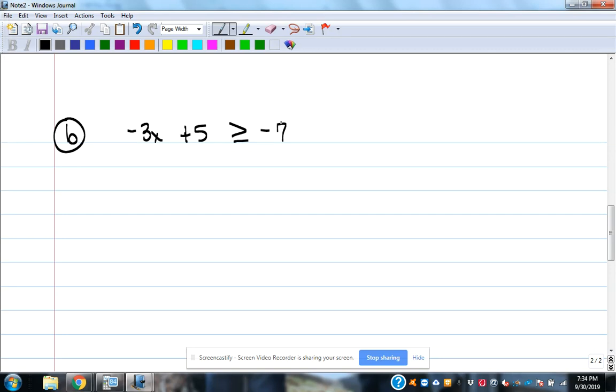Let's solve that inequality. First step. Subtract 5 from both sides, because they're adding 5, so we want to subtract it. So there's -3x greater than or equal to -12. Next step, divide by -3.